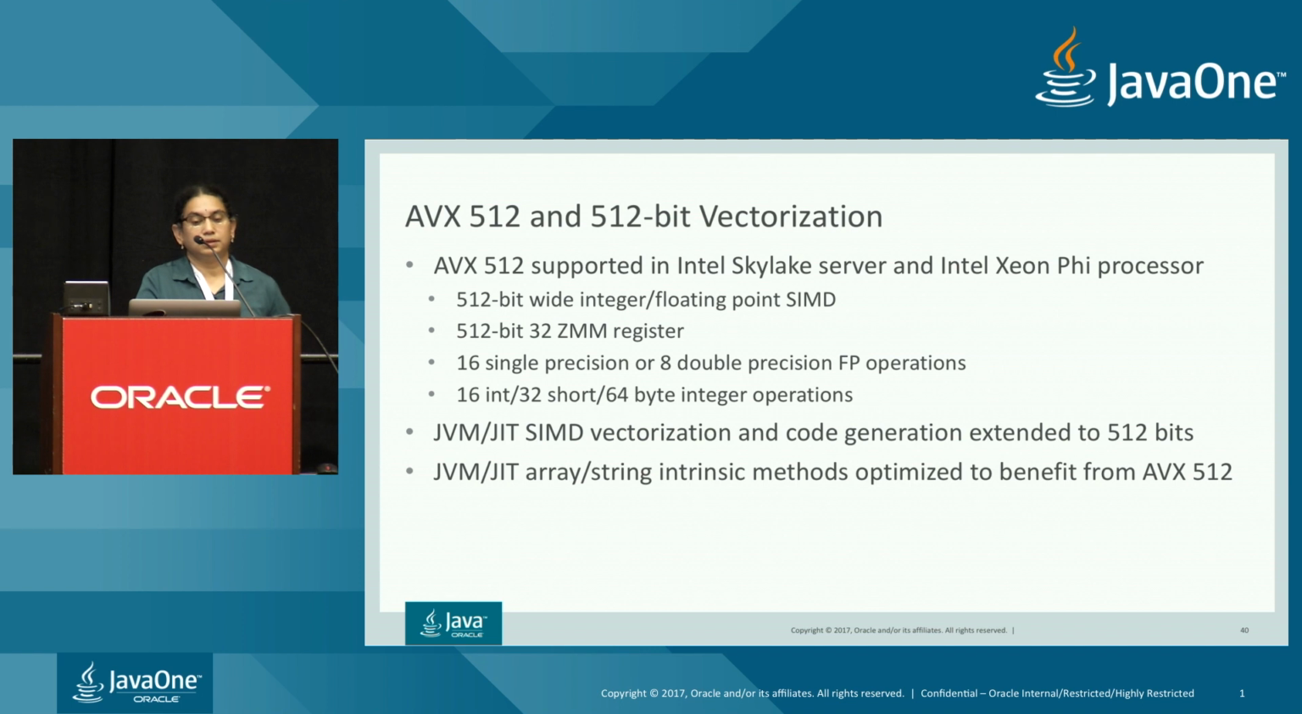So what we have done is to add support for AVX 512 code generation in the JVM JIT, and extended the SIMD vectorization. We've also optimized the array string intrinsic methods to benefit from AVX 512.